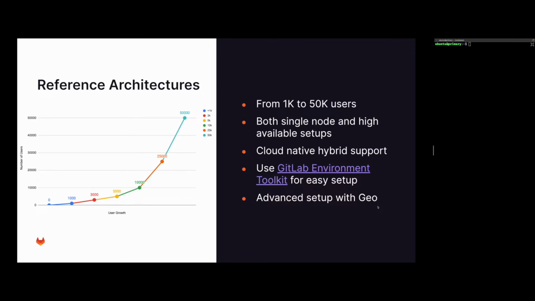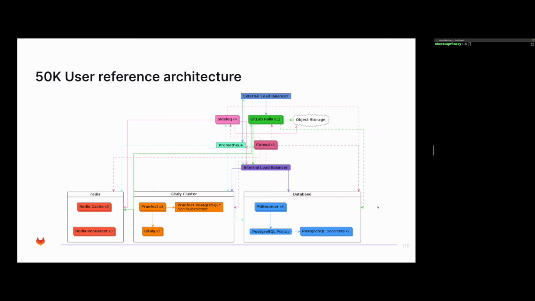To support you even better with that, we have developed the GitLab Environment Toolkit. This is an easy to use suite of scripts based on Terraform and Ansible to help you set this up. For really advanced configurations, we can also set up, also with the GitLab Environment Toolkit, Geo instances for Geo replication, for example for disaster recovery or for availability in an offline geographic location.